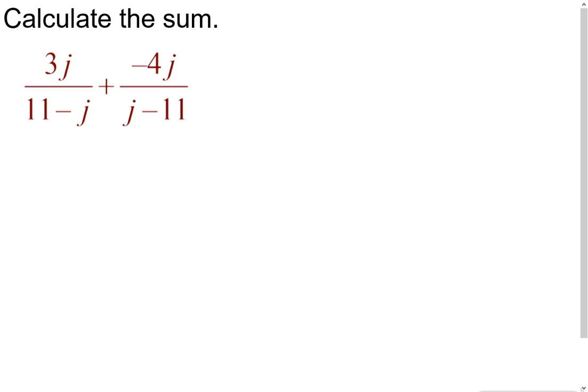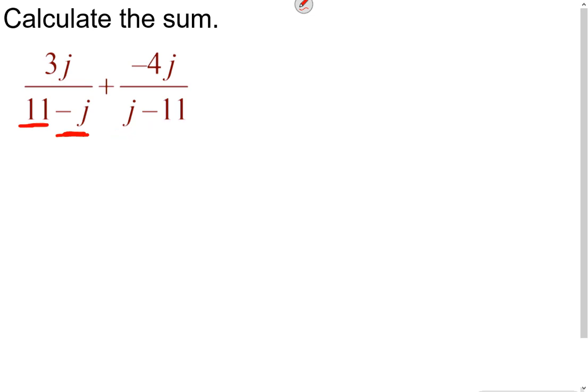Now I have this one, where it's 3j over 11 minus j plus the -4j over j minus 11. And I'm hoping that you're recognizing right away that we don't have a common denominator in this one. And if we don't have a common denominator, we have to get one. But what I am hoping that you're recognizing is these denominators are opposites of each other. Here I have a positive 11, but over here it was negative 11. Here I have a negative j, here I have a positive j. They're just opposites of each other.